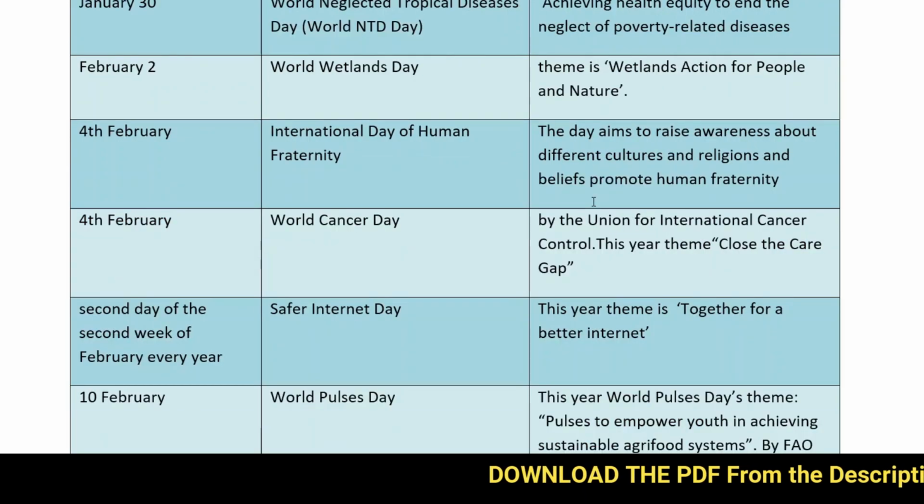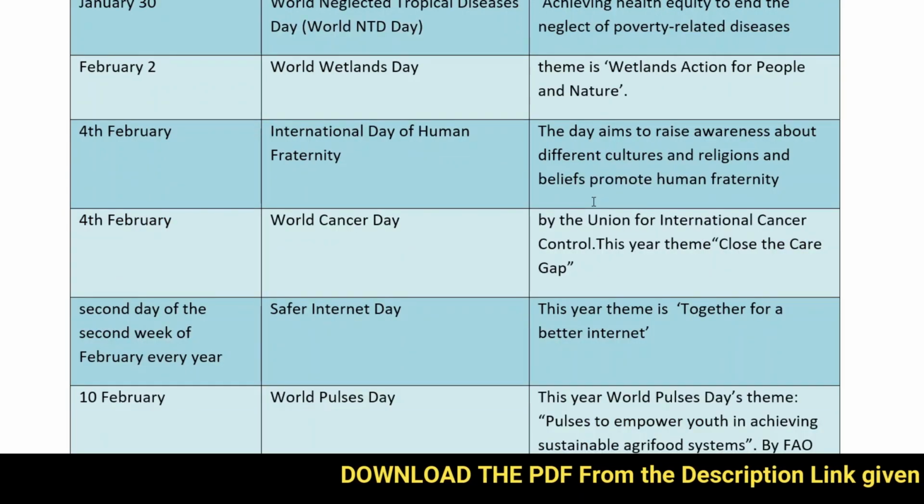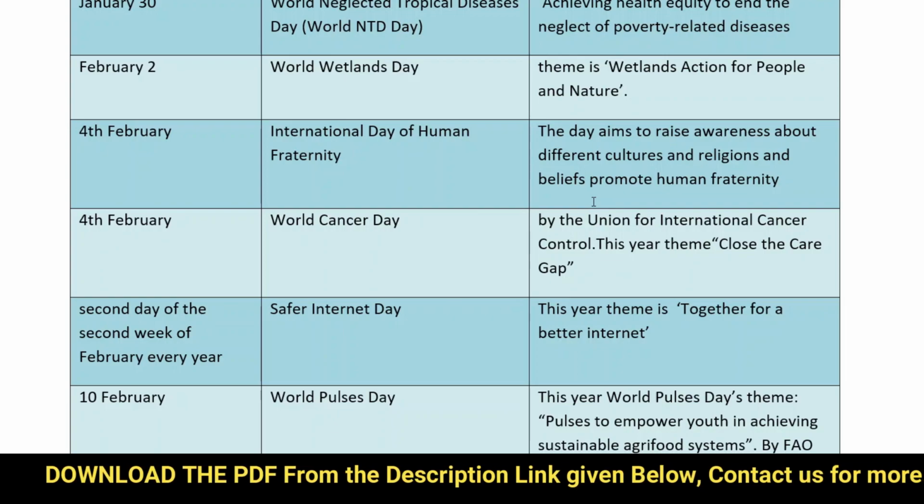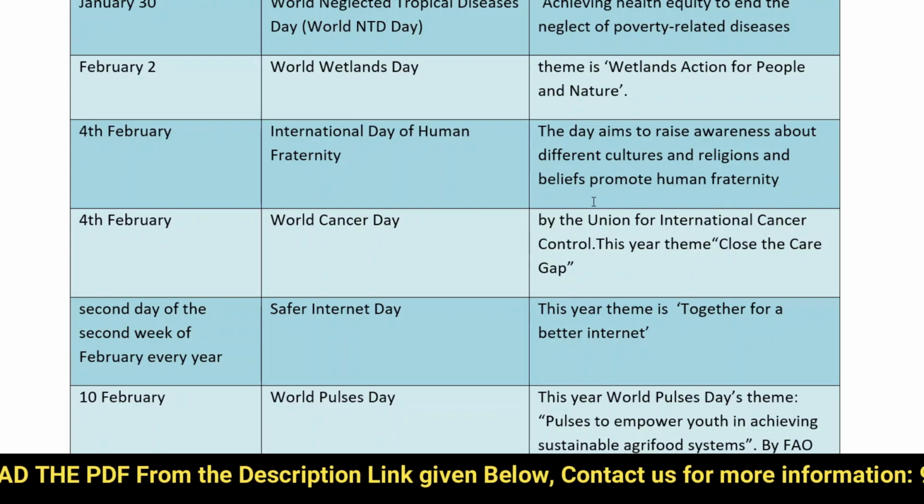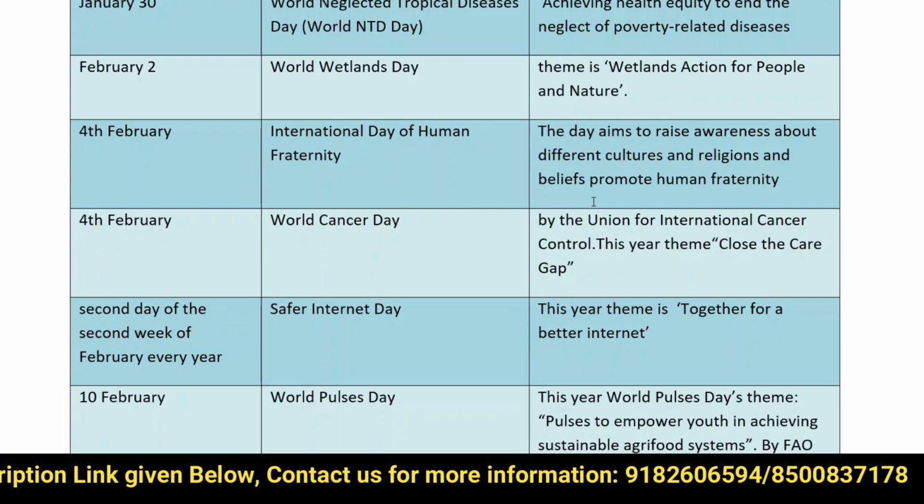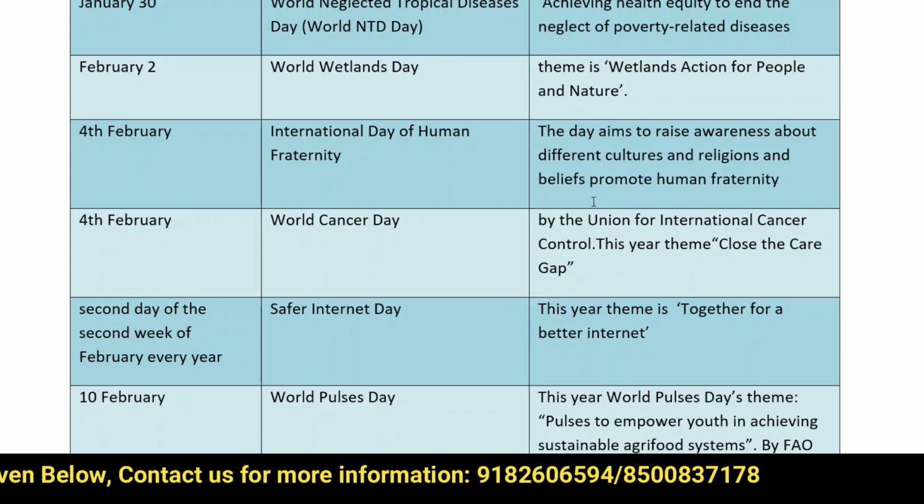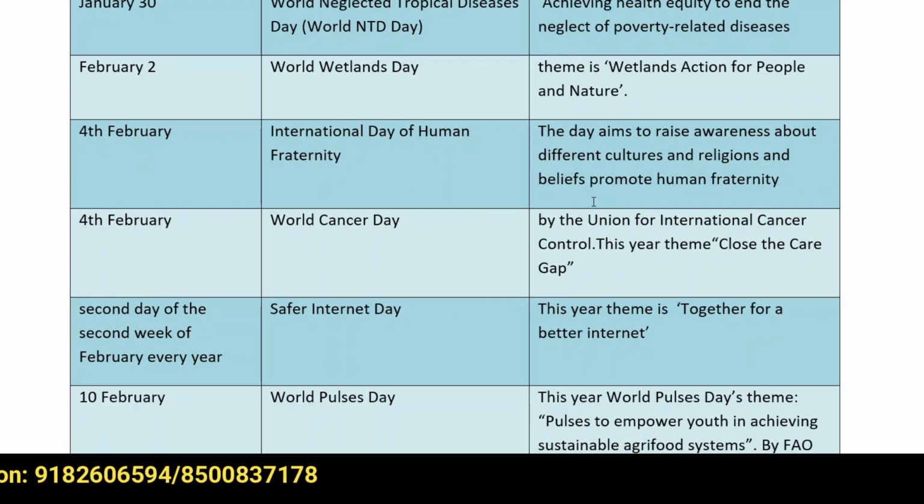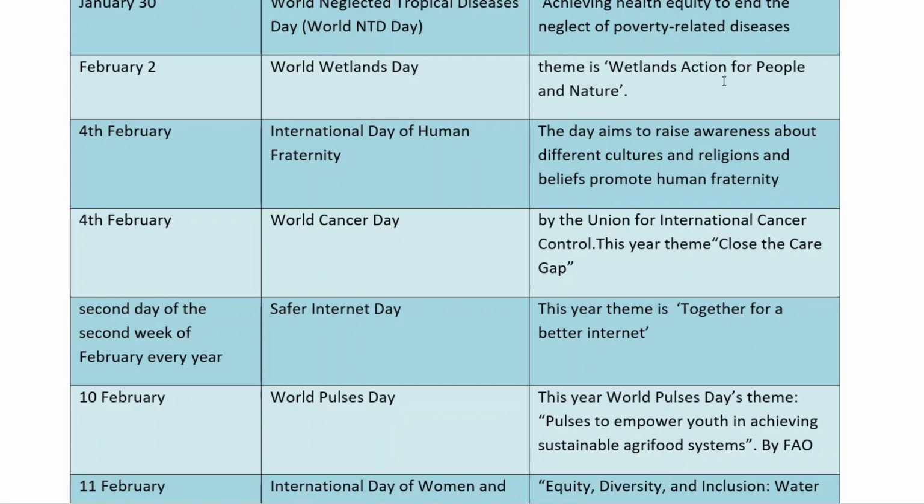Now we enter into the month of February. The first important day in the month of February is 2nd February. We celebrate it as World Wetlands Day. There is a slight difference between wetland and a lake, and it is very much important for the exam. Write in the comment section what is the difference between wetland and lake, and which one is more important for the environment. Here the theme for World Wetlands Day is Wetlands Action for People and Nature.